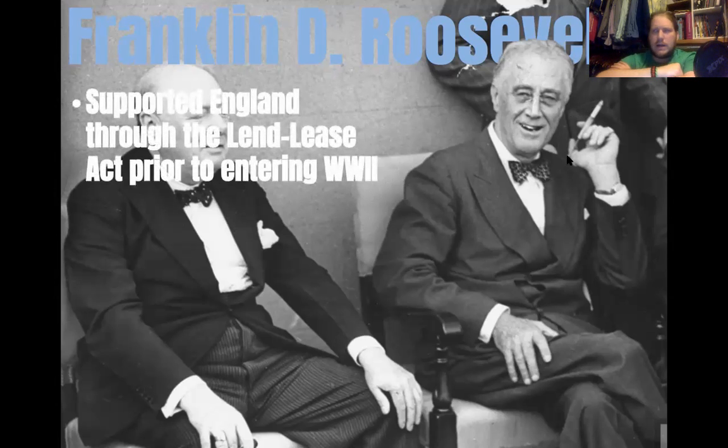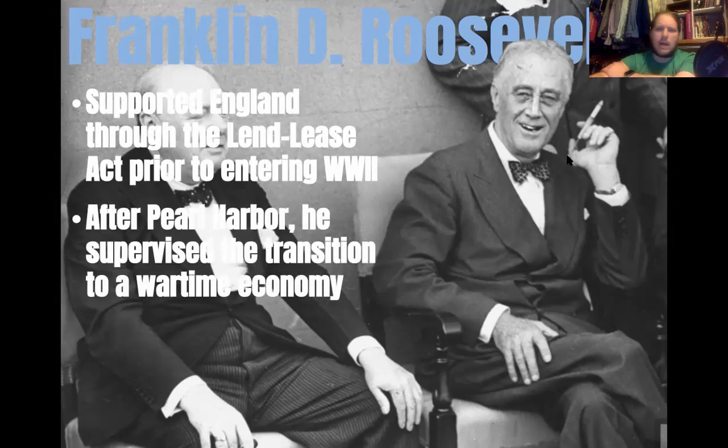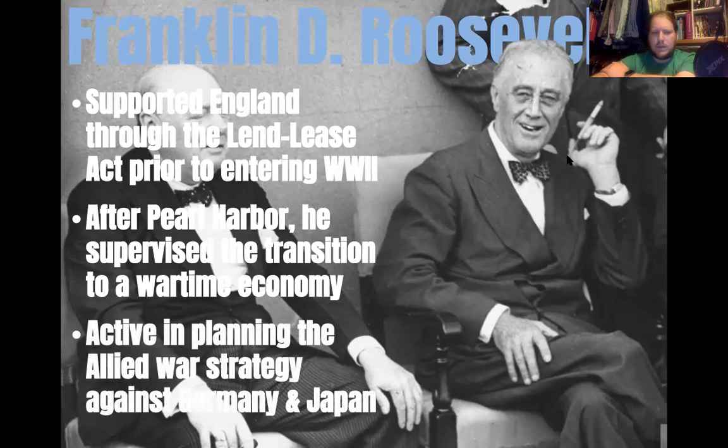Before the United States actively got involved in the war, one of the things that the United States did to maintain this notion of supporting our allies in England and France is the Lend-Lease Act, which is essentially an arms agreement helping increase the armaments to our allies without getting directly involved. Then Pearl Harbor happens, where the Japanese sneak attack a U.S. naval base on the islands of Hawaii, and he oversees the transition to a wartime economy. He also becomes instrumental in planning the strategy against Germany and Japan.